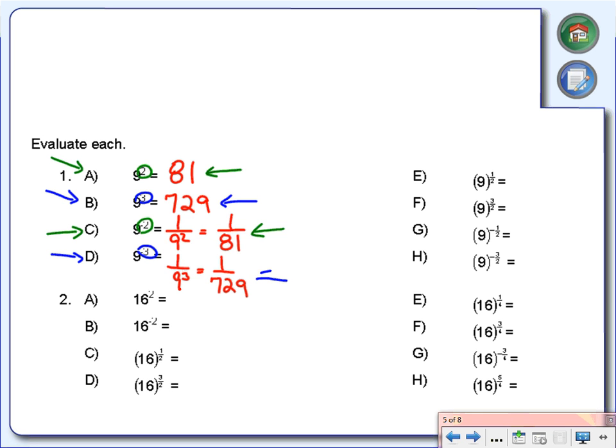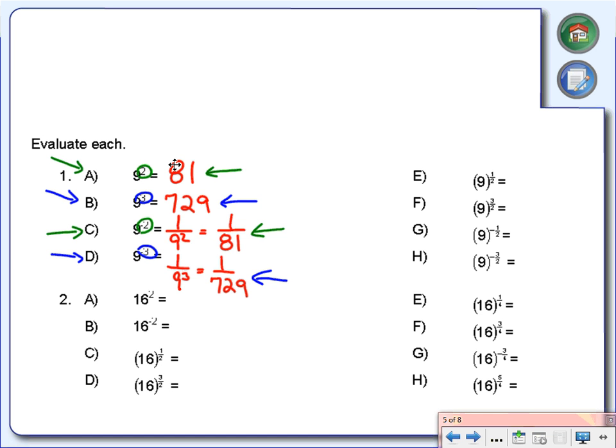Well, isn't this the reciprocal of this? Yeah. So that's all it is, guys. That's all the negative sign is doing. It's giving us the reciprocal. All right, with that said, let's see if we can apply that with the next couple that we look at.